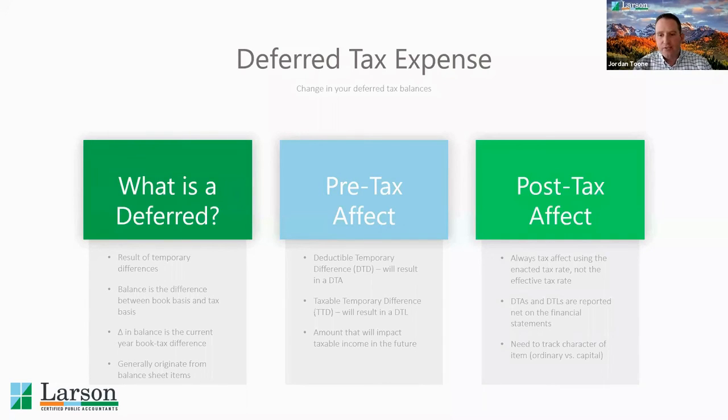Deferred tax assets and deferred tax liabilities are reported net on the financial statement. So you net them together and you report one deferred tax asset or deferred tax liability. You don't report both. And then we do need to track the character of these items. If it's an item that relates to ordinary income, we track that separately from an item that relates to capital income. The reason being is there's tax rules that limit the ability to offset certain characters of losses against ordinary income.